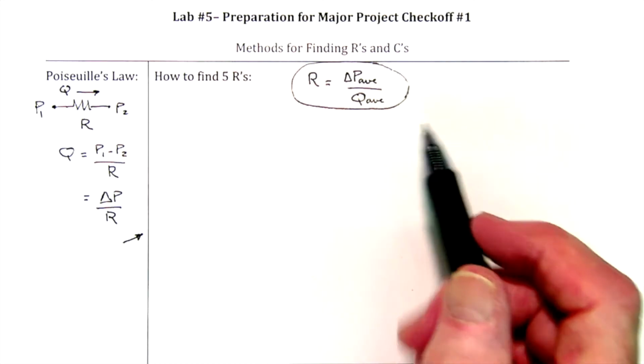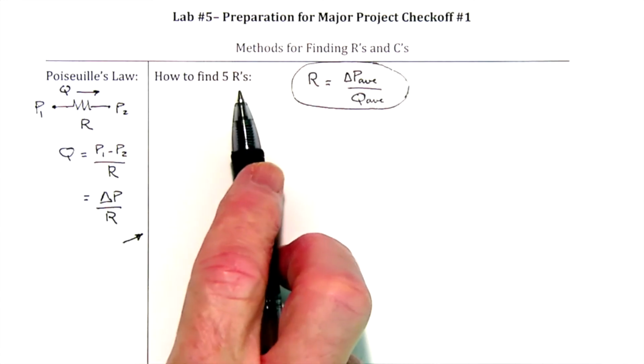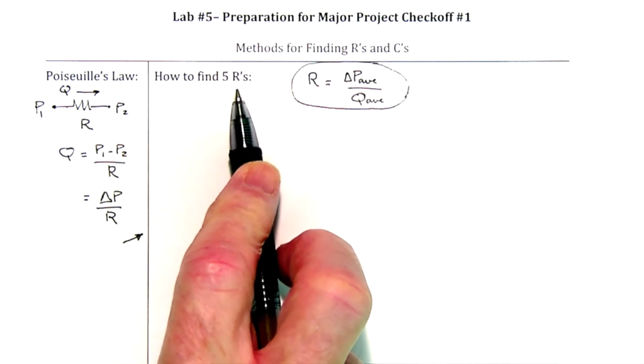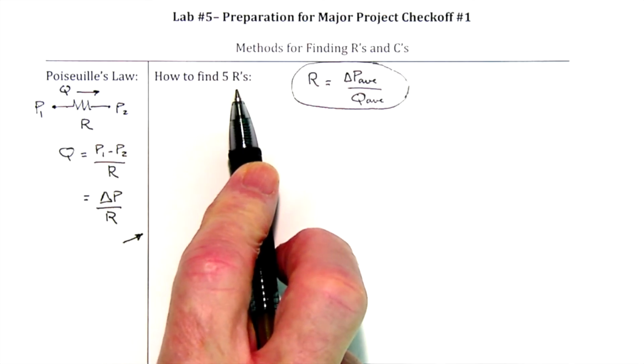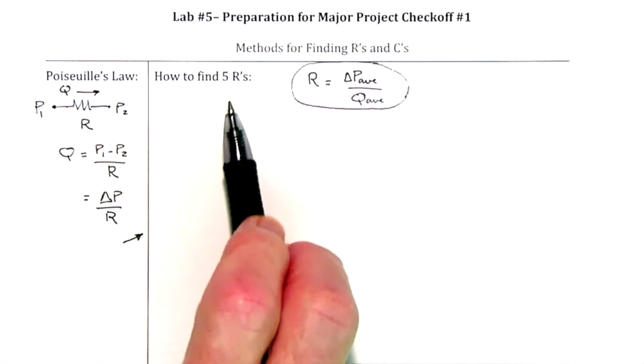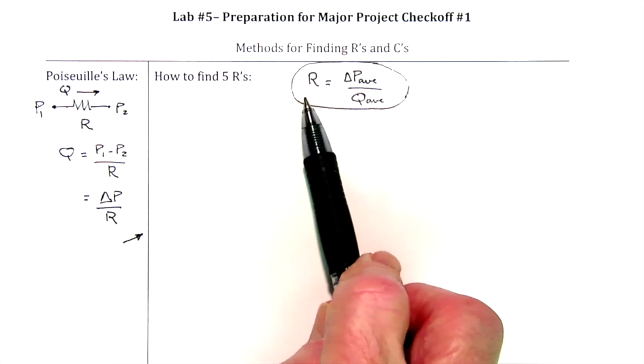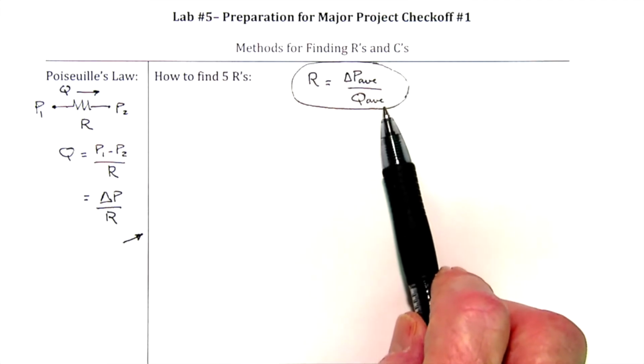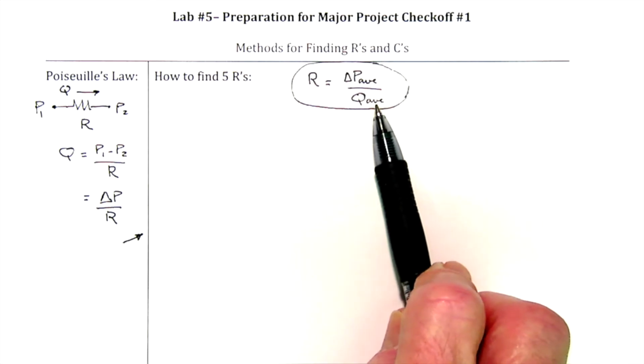Why average? Well, we're going to assume, and this is a pretty good approximation, that all of the R's in our major project are constants. They don't change during the few cardiac cycles that we're going to model. So if the R's are constant, it makes sense to use average values for pressure and flow rate Q.